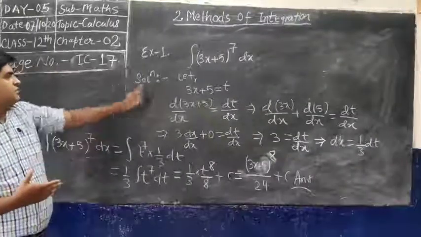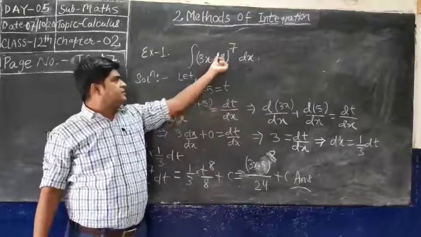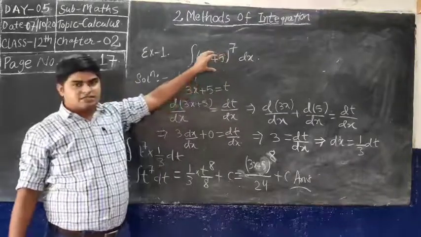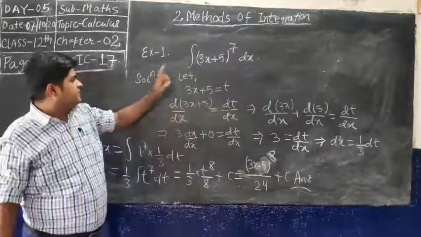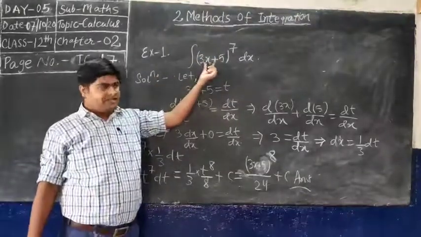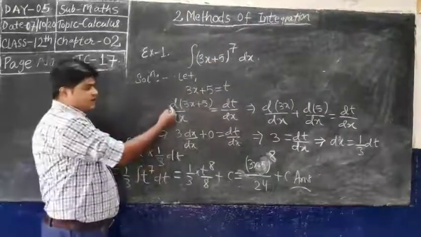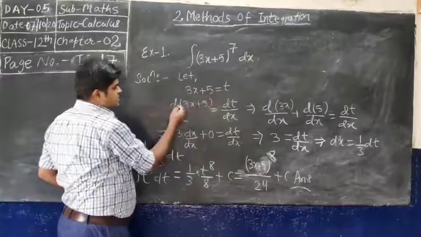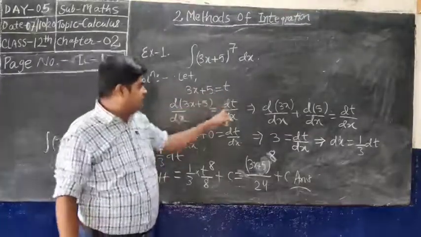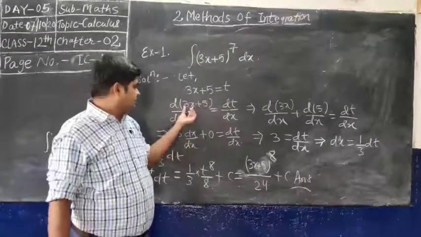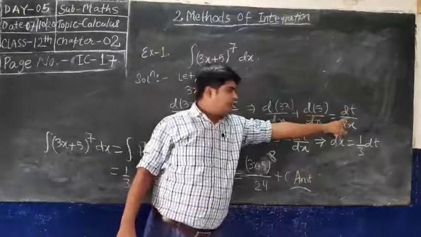Students, see example 1. You have to find the integration of the function (3x plus 5) to the power 7 dx. This question will be solved with the help of theorem 1. First of all, you will suppose 3x plus 5 is equal to t and you have to find the first derivative of this equation. So you will put here d by dx (3x plus 5) is equal to dt by dx. Now you will separate d(3x) by dx plus d(5) by dx is equal to dt by dx.